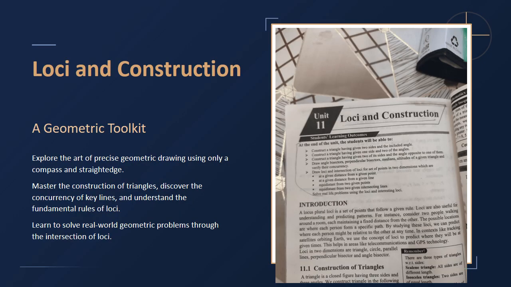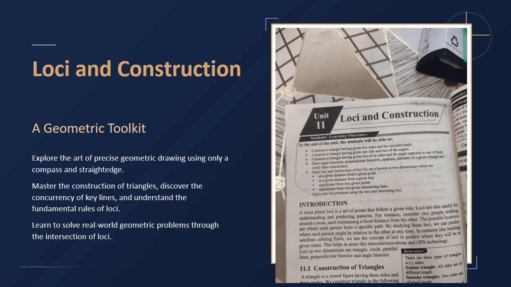Unit 11, Loci and Construction. Our topic today. Now, definition. What is loci? Definition of loci: a locus is a set of points that follow a given rule. Loci are useful for understanding and predicting patterns. Loci help in areas like telecommunication and GPS technology.